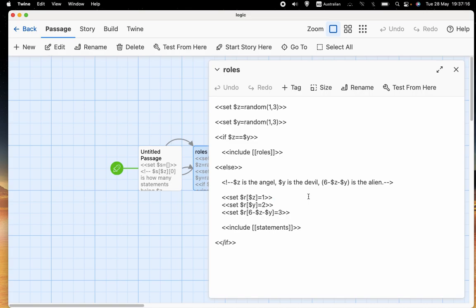So here's an example. Let's say 1 is the angel and 3 is the devil. Then 6 minus 1 minus 3 is going to be 2, and that gives us the remaining slot. The remaining being is the alien. Because 1, 2, and 3 add up to 6, 6 minus Z minus Y is going to be equal to the alien, because the values of the angel, the devil, and the alien are always going to add up to exactly 6, since it's going to be 1, 2, and 3 in some order. And then we just set RZ.